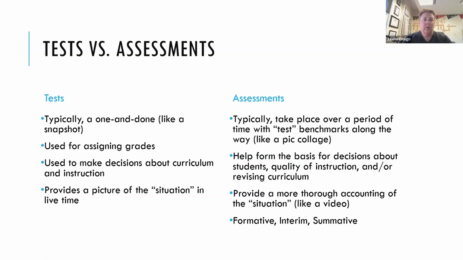Tests are usually used for creating grades and making decisions about curriculum instruction. How are the students doing? Are the students understanding? Do I need to slow down my pace of material? Do I need to speed up my pace of material? But it's a picture in live time. Whereas the assessment tells us a little bit about the quality of instruction, if we need to revise the curriculum, same as a test, but maybe a little bit more because it gives us more than just that snapshot, and it's a more thorough accounting of the situation.